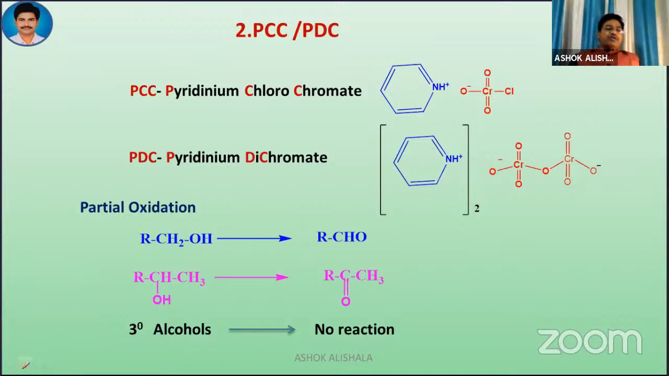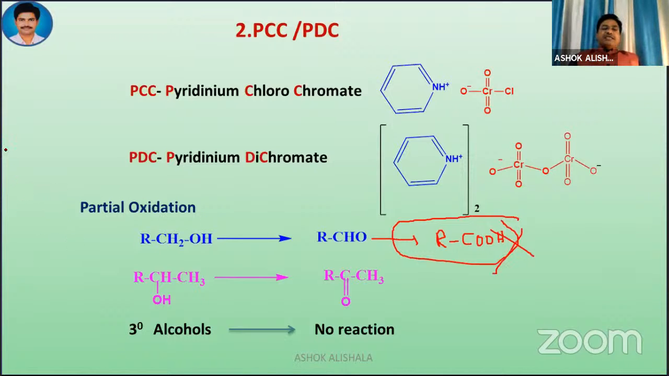What do you understand by complete oxidation? Complete oxidation is nothing but where the aldehyde is also converted into the carboxylic acid. This is said to be complete oxidation. But when you use PCC or PDC, only the alcohols are converted into the aldehyde, and at this stage, the oxidation reaction will be stopped.